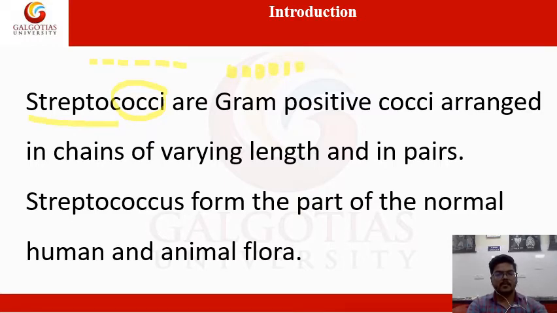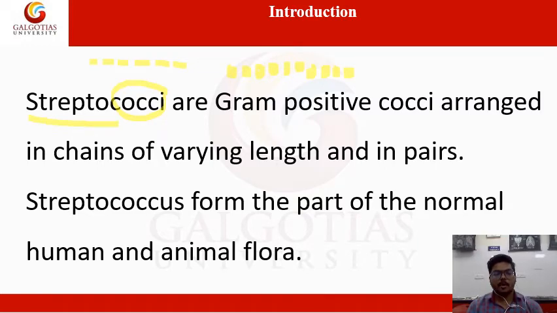Now, Streptococci are gram-positive. It means the cell wall of Streptococci is made up of peptidoglycan, and the peptidoglycan layer is thick as compared to gram-negative bacteria. The basic difference between gram-positive and gram-negative bacteria is their cell wall: in gram-positive it is made up of peptidoglycan, whereas in gram-negative bacteria the cell wall has a lipid bilayer. They are arranged in chains of varying length.